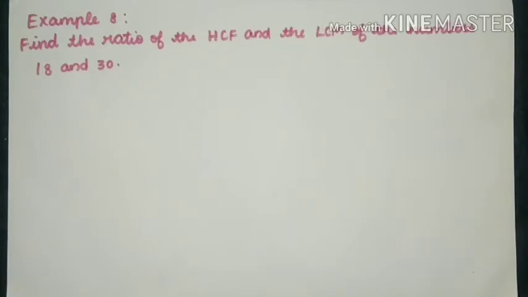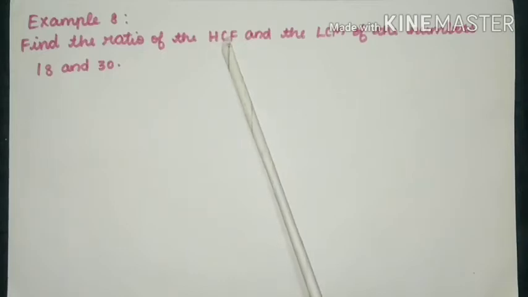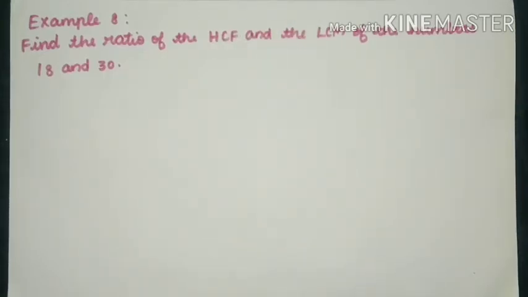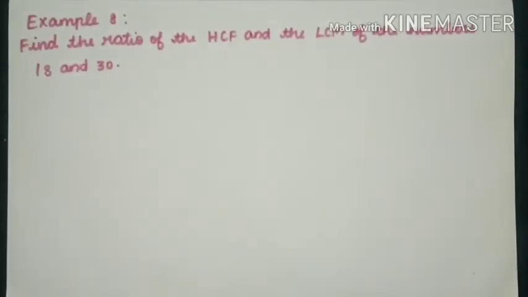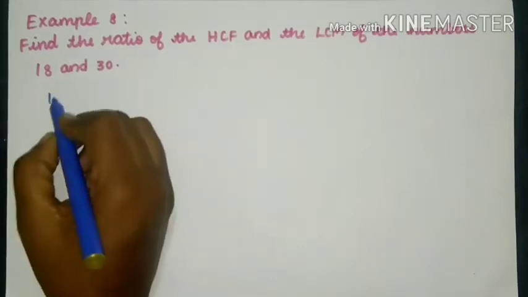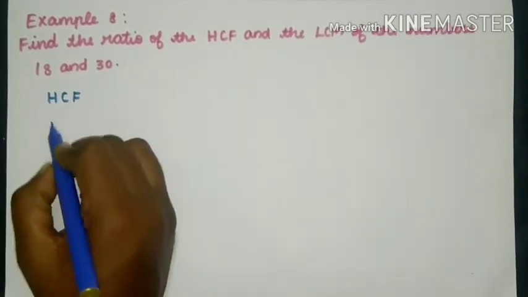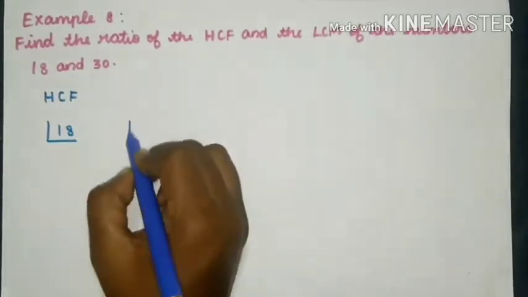Example 8. Find the ratio of the HCF and the LCM of the numbers 18 and 30. First we have to find the HCF of 18 and 30 and then LCM of 18 and 30. After that we have to find the ratio of the HCF and LCM. First let's find the HCF, that is highest common factor. To find the highest common factor, what we have to do? Yes, we have to write the given numbers separately by using division method.